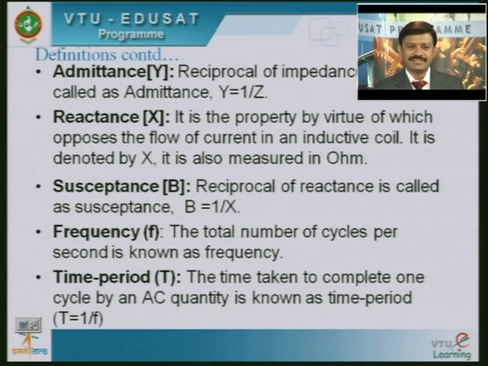Frequency, the most familiar definition. The total number of cycles per second is known as frequency. It is measured in hertz. Time period, the total time taken to complete one cycle by an AC quantity is known as time period. It may be voltage or current. These are the few definitions which are essential to learn resonant circuits.